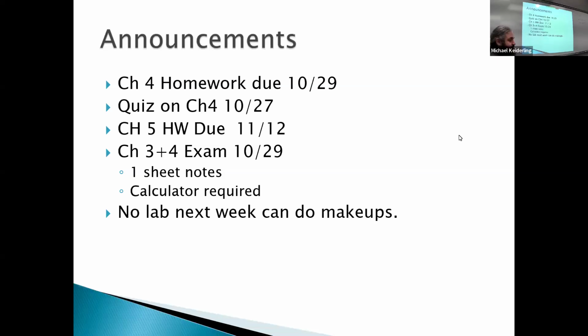So, let's see. The chapter 4 homework is due on the 29th. The quiz on chapter 4 will be on the 27th. The chapter 5 homework is due on the 12th. That may be wrong, but somewhere around that. No, the 12th sounds about right. Chapter 5 homework is probably due on the 12th.